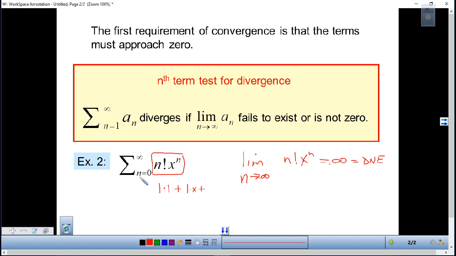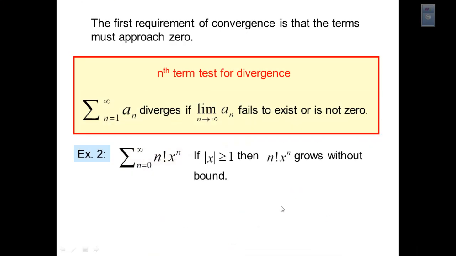And then 2, we're going to have 2 factorial, which is 2, x squared, plus 3, x to the third, except that's 3 factorial, so it's 6. And we can see right here, depending on what x is, this thing is going off to infinity. So our n factorial x to the n is going to grow without bound, as long as the absolute value of x is greater than 1.